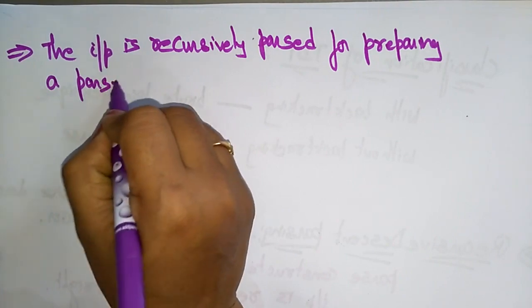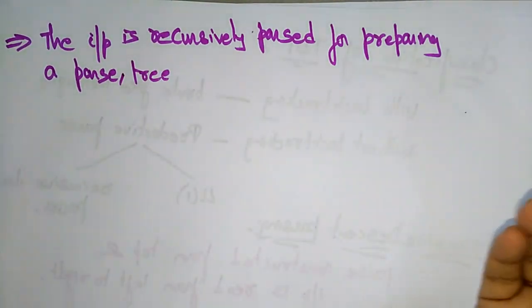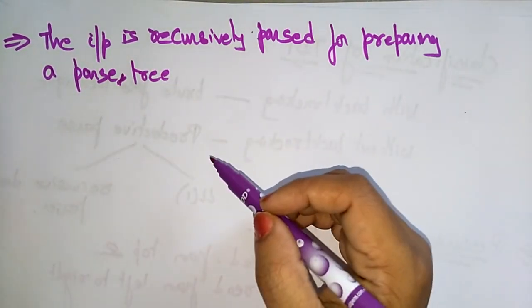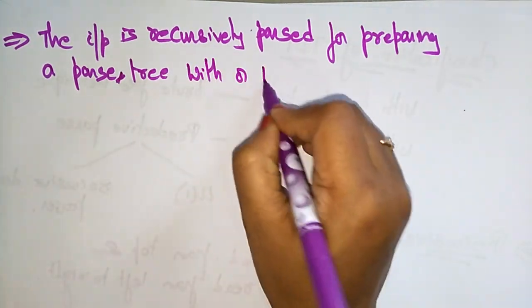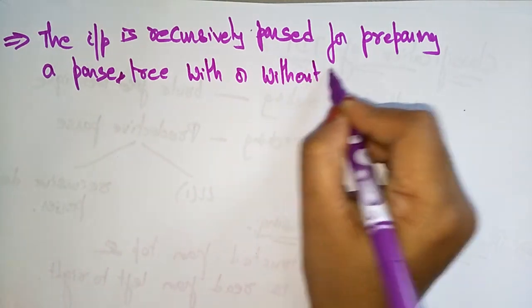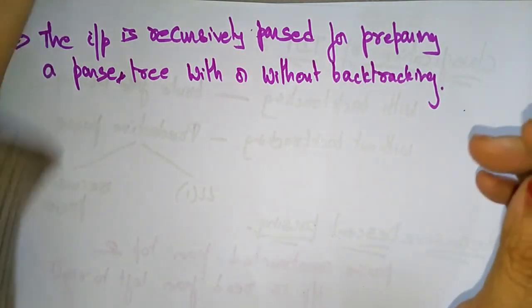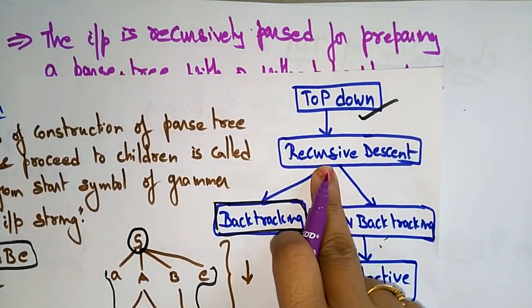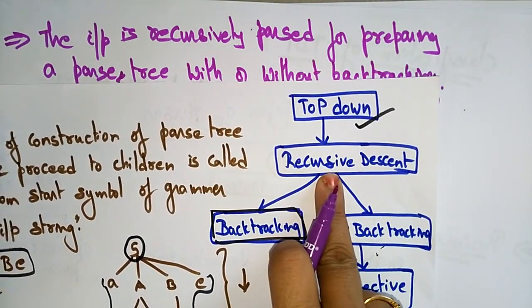So the aim of our recursive descent is to construct the parse tree. The input is recursively parsed for preparing a parse tree with or without backtracking. So it may follow with or without backtracking, that is, the recursive descent may be backtracking or non-backtracking. It is a top-down approach.